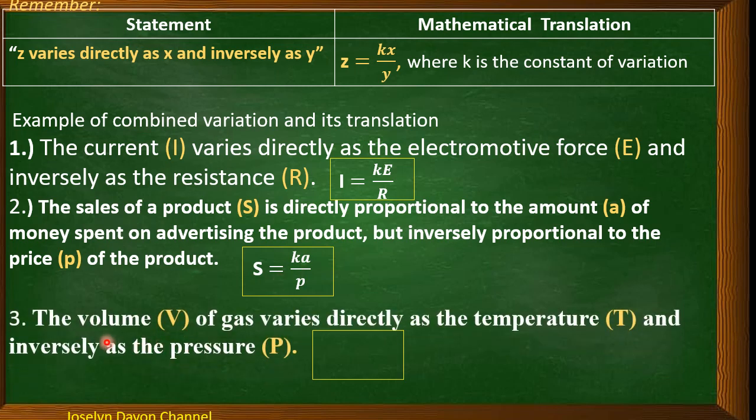Third example, the volume V of a gas varies directly as the temperature T and inversely as the pressure P. So V, left side of the equation, is equal to K, then T, and P is in the denominator part.